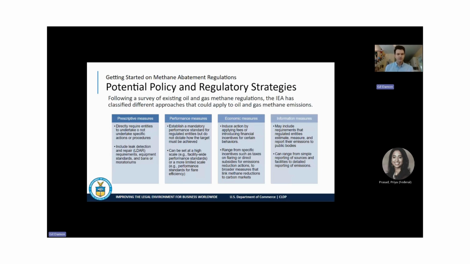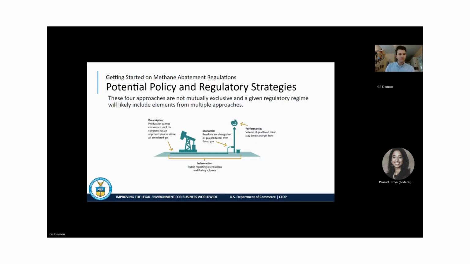We can also look at economic measures. We want to apply fees, we want to introduce financial incentives, and there could be a range of incentives such as taxes on flaring, subsidies for improvements, all sorts of measures that could link to various carbon markets. So you've got a lot of options there. And then with information, what you're looking at is requirements that regulated entities must measure and report. That's something where you say to the entity that they need to make public some information about their operations, and that can be used to encourage better performance as well. So here we've got a little bit of a diagram that drives that home. You see prescriptive, information, economic, and performance, all at different scales here.